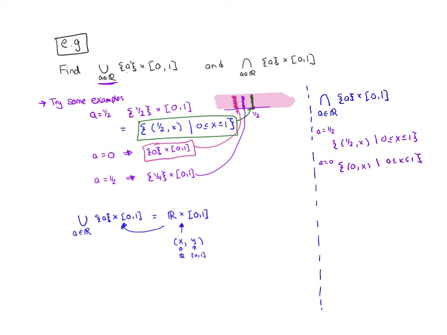So we have to ask ourselves, is there any overlap between these two sets? And we can think about it, right? One of them is here, the other is here, up in our picture from before. So there's no overlap, which means that this intersection is the empty set.